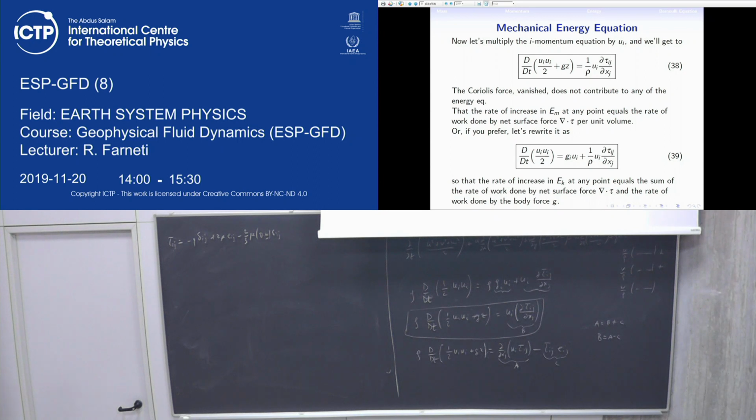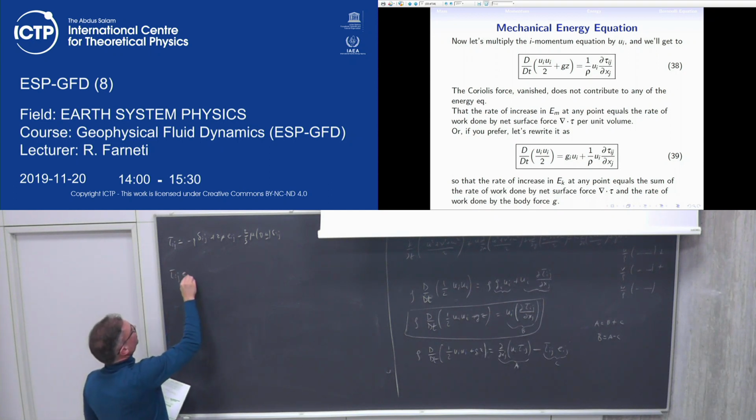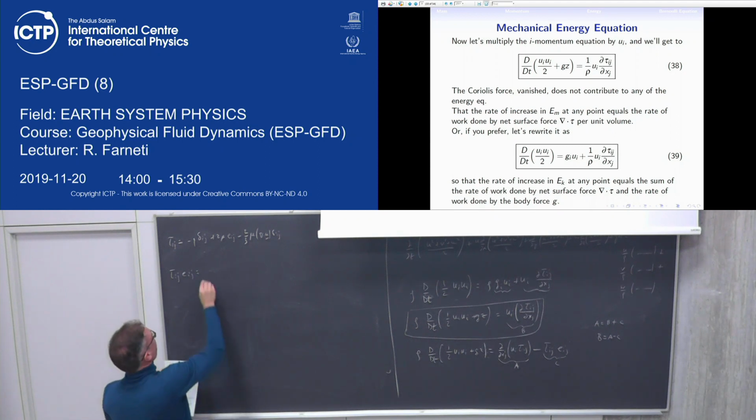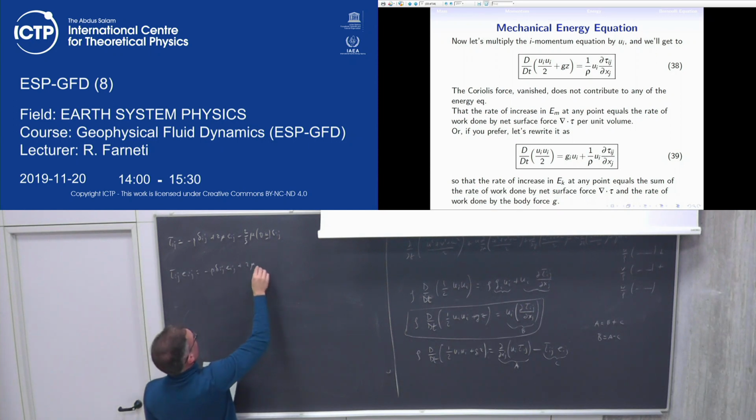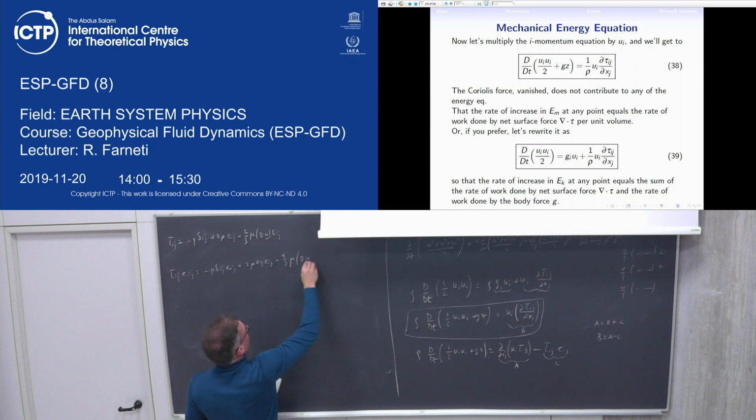So now we're going to substitute this constitutive equation for internal fluid into the deformation term. This e_ij is equal to minus P delta_ij plus 2 mu e_ij, minus 2/3 of viscosity times the average of the flow.